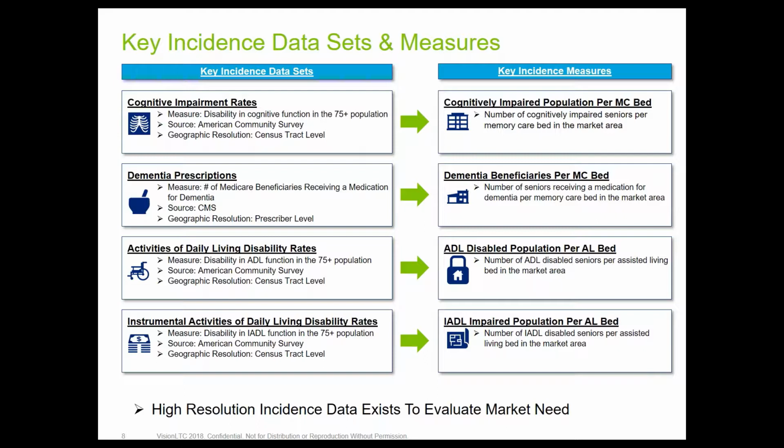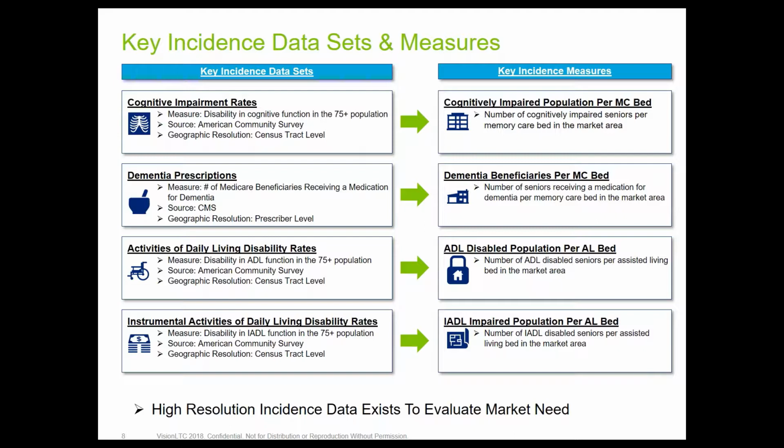And then what we can do with that data is analyze, say, what is the rate of cognitive impairment in my market area. And then we can also use that to look at need, supply, demand benchmarks. So how many cognitively impaired seniors are there for every memory care bed in the market?